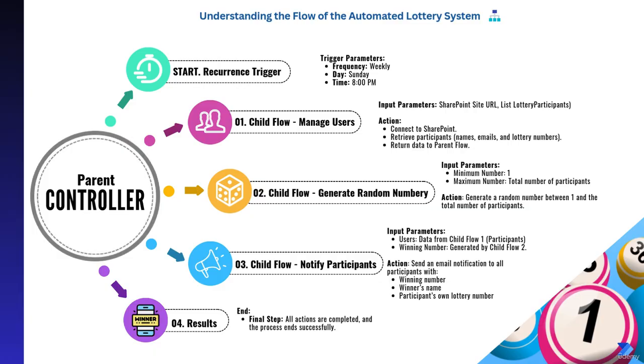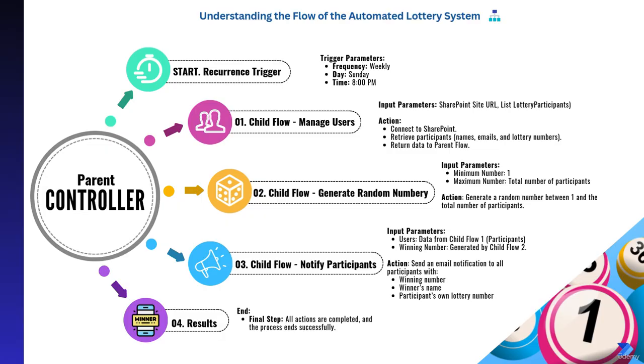In summary, the automated lottery system relies on a well-structured flow where each part has a clear role. The parent flow manages the orchestration, calling each child flow to perform specific tasks, from gathering participant data to selecting the winner and sending notifications. The modular design of the system makes it easier to manage, maintain, and scale, while also ensuring that the entire process runs smoothly and automatically.